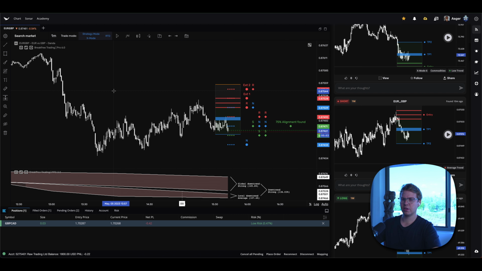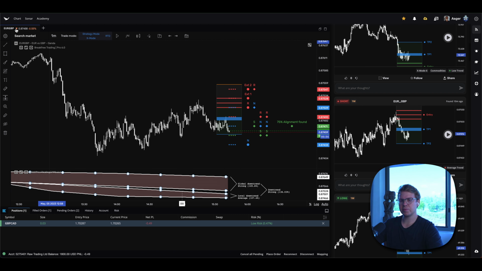all the markets. You can see that this is an EUR GBP market, and I'm already long on EUR GBP. I have a long position on GBP CAD, and this is EUR GBP. So technically, this is basically the same direction.